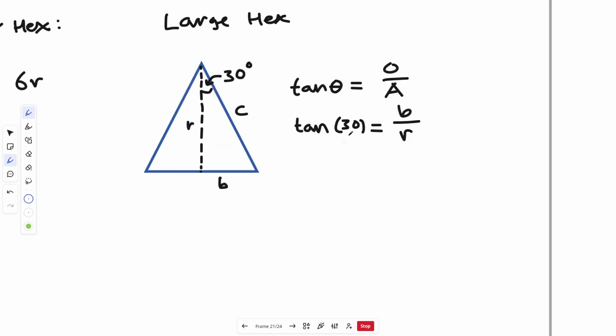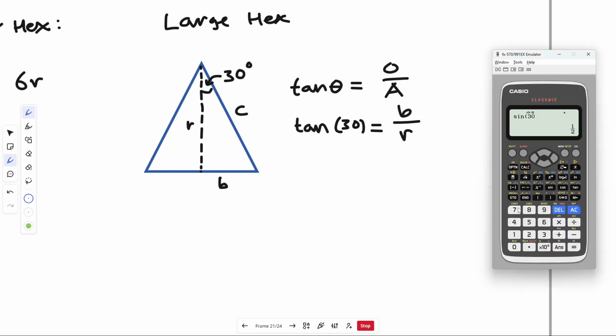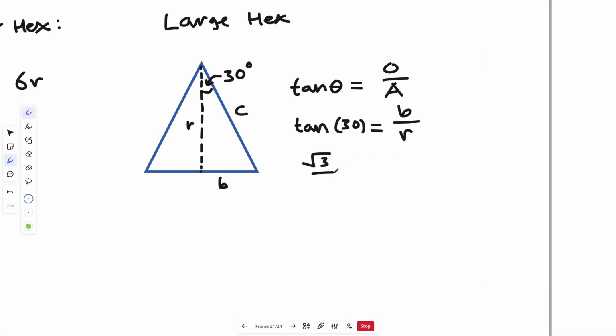Now, all we need to do is calculate what tan 30 is, so we can plug that into our calculator. Do tan of 30. Make sure that your calculator is in degrees, of course. And you get root 3 over 3. We can say root 3 over 3 R is equal to B.